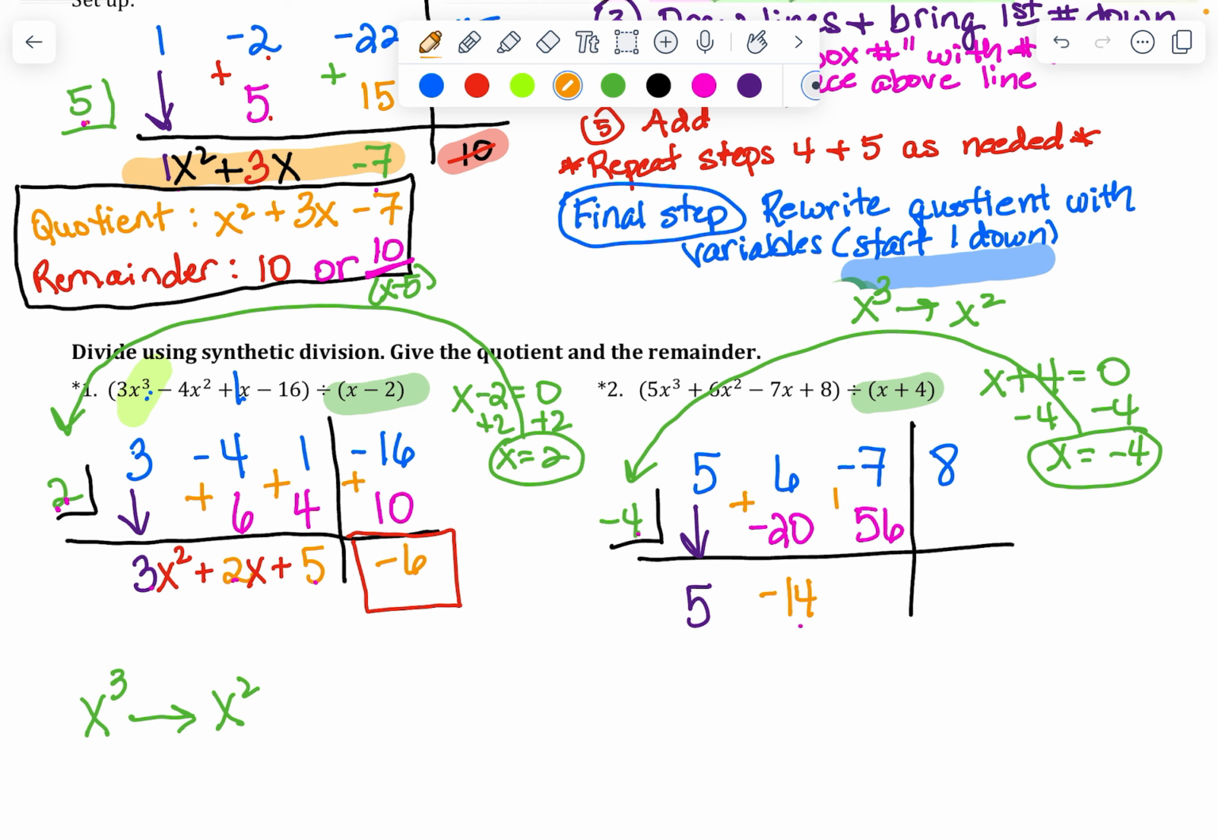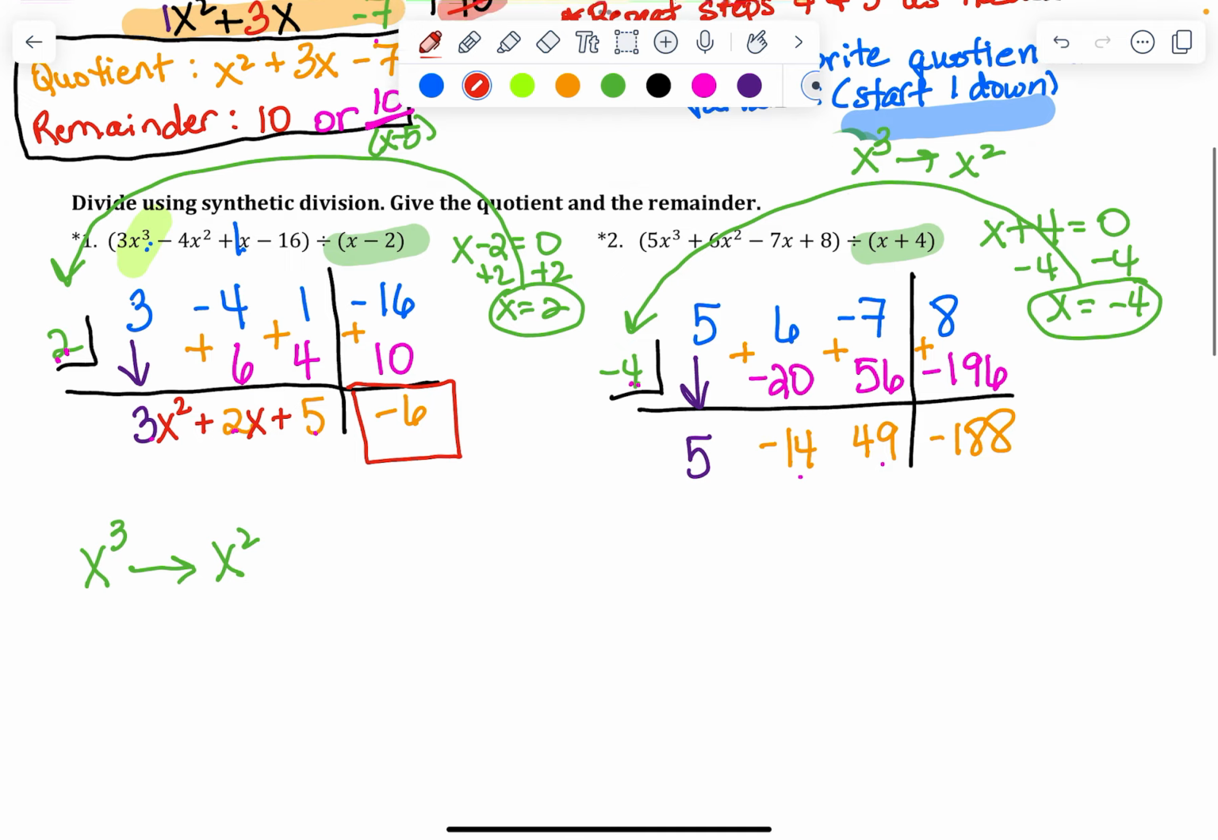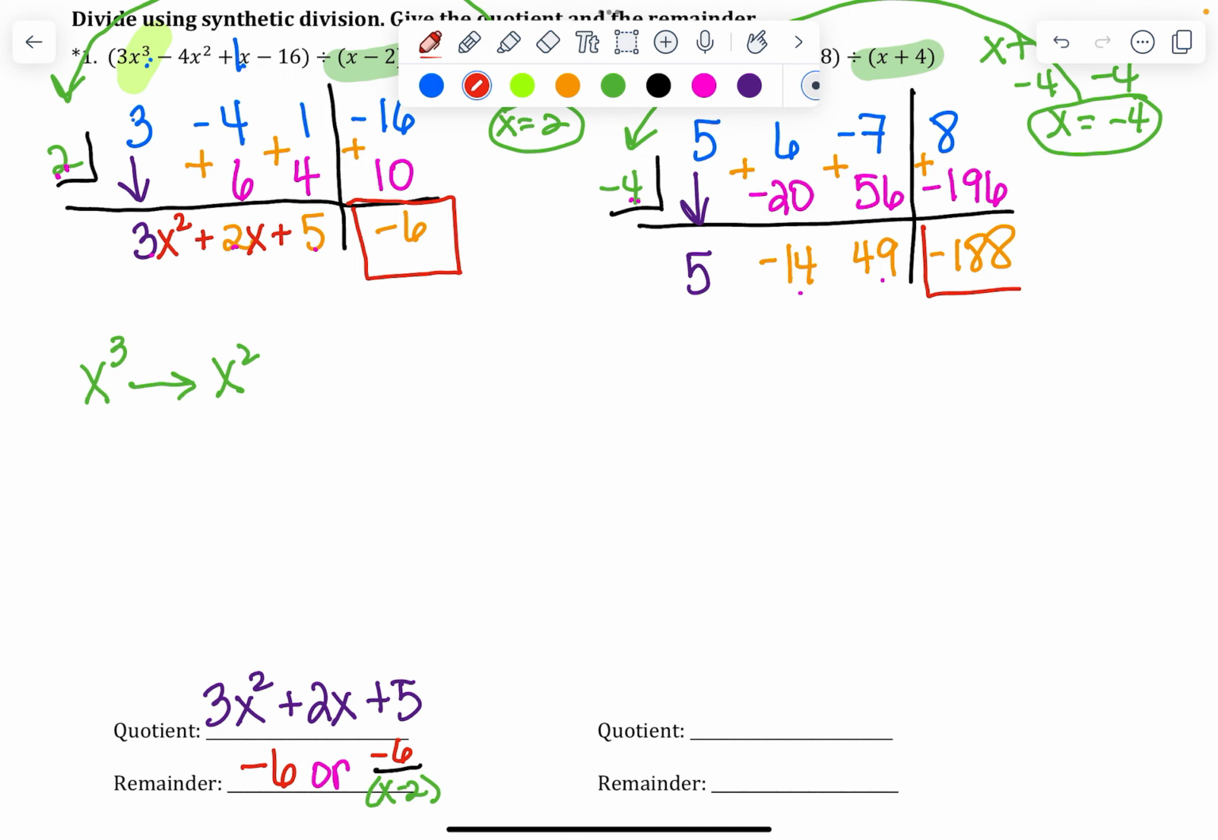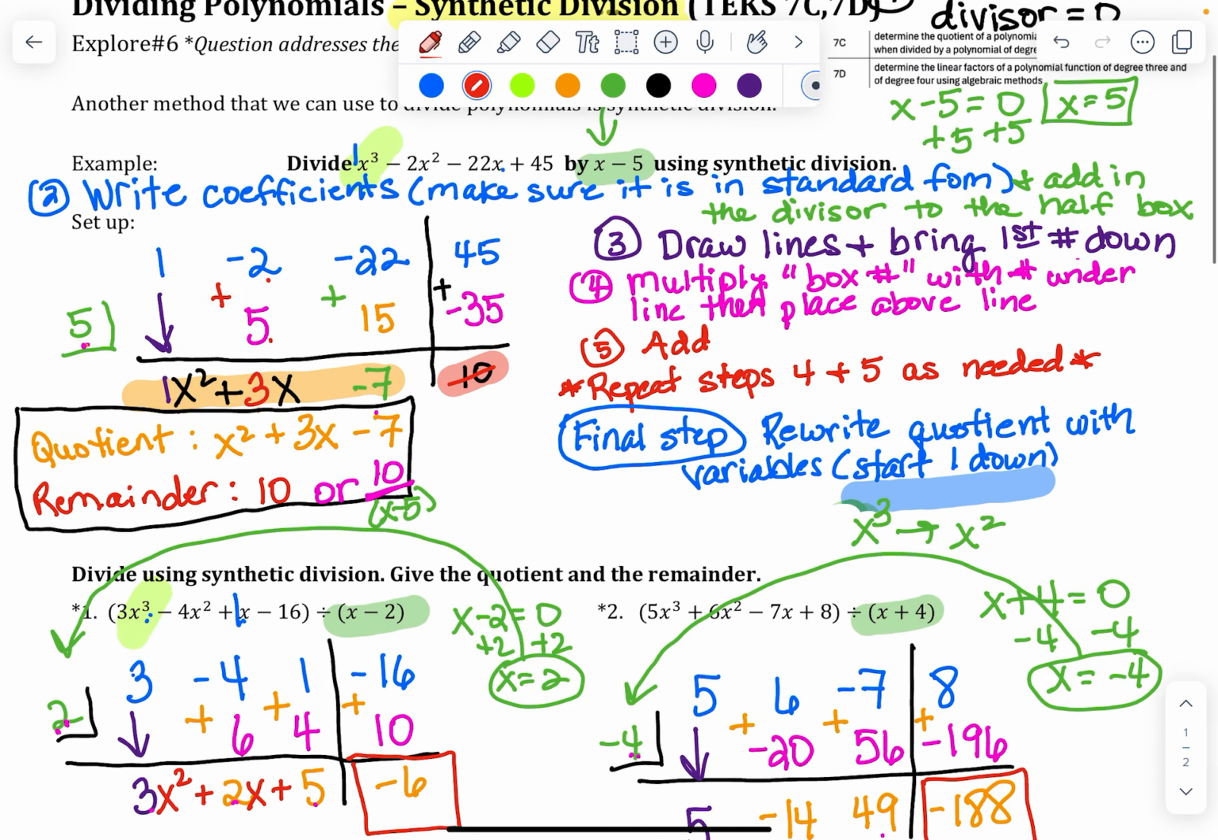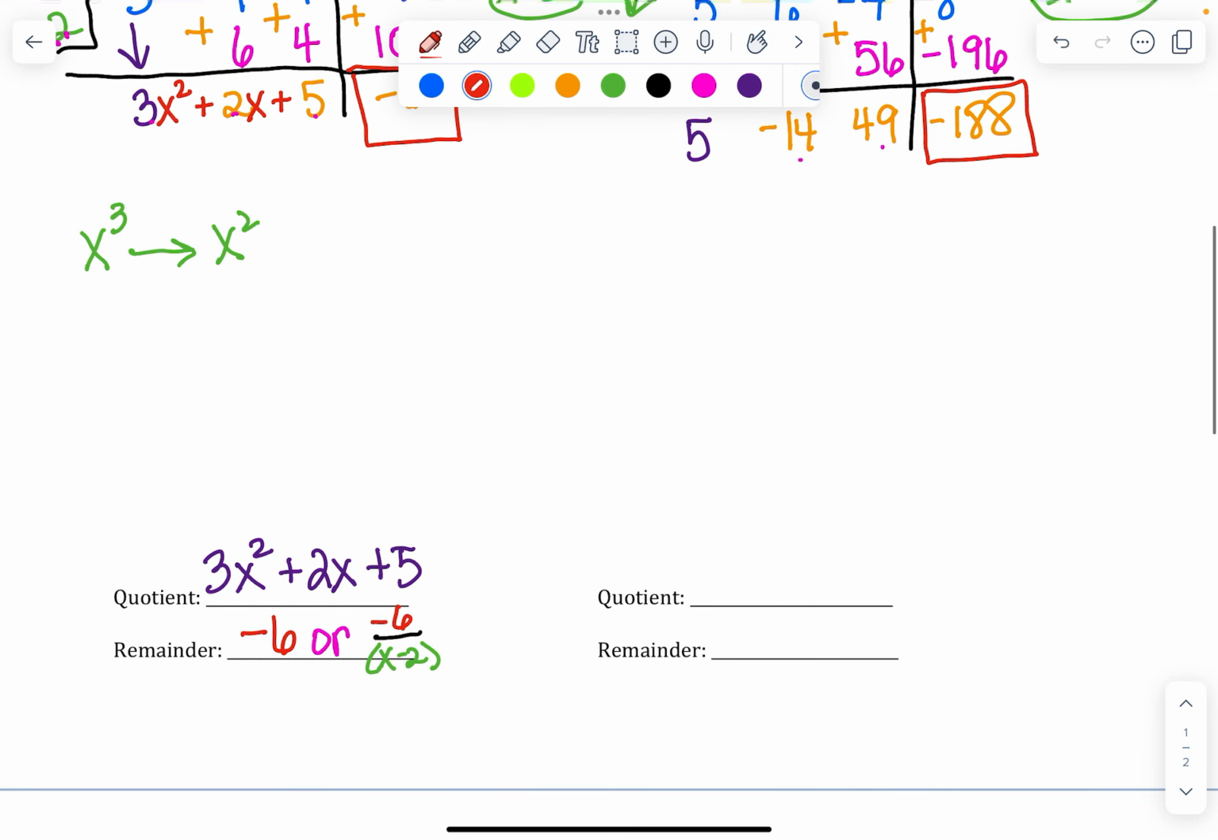Now you're going to add. Negative 7 plus 56 is 49. Start again. Negative 4 times 49, might need your calculator. It's a negative 196. Then you're going to add. 8 plus a negative 196 is a negative 188. I'm going to put my remainder in first. Remember, this box right here is always your remainder, okay? So my remainder is a negative 188.